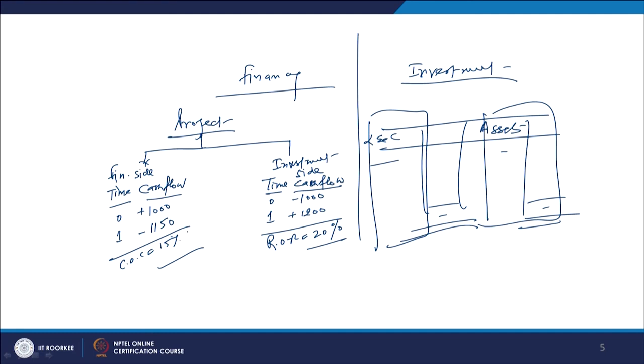So, if you make a comparison of the investment and the financing side, our cost of capital is 15%, our rate of return is 20%. So, on the basis of cash flow analysis and applying the separation principle, we can say the cost of capital is lesser than the rate of return available from the project. It means we can think about going ahead with this kind of investment, and we are going to make a profitable investment, or maybe an investment where the NPV will be positive.